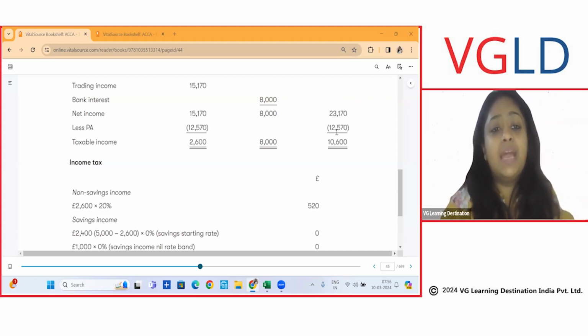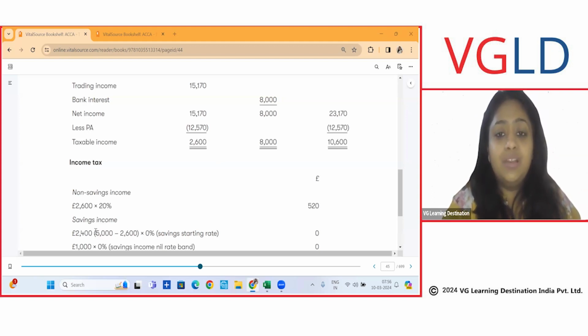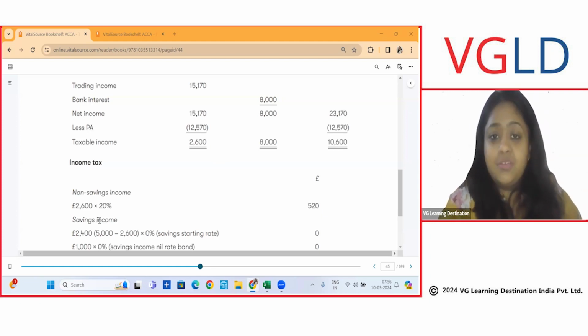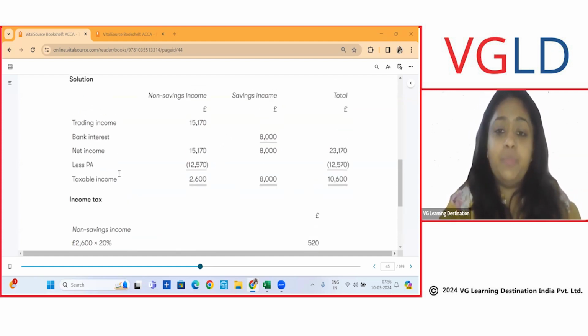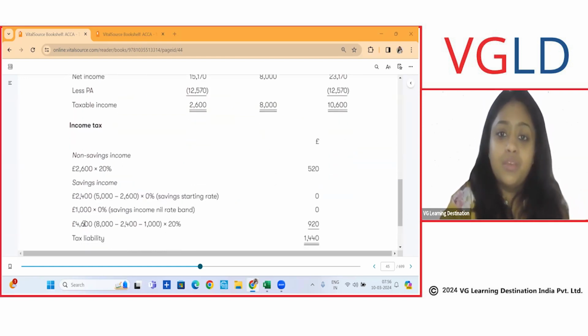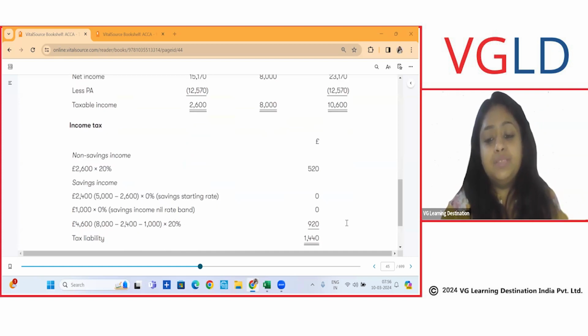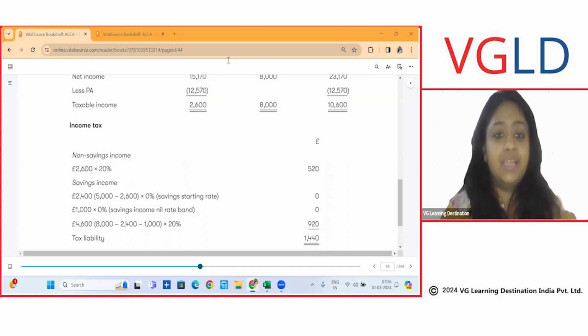Now, since he is a basic rate category taxpayer, and the total taxable income is not beyond 37,700, he will additionally get 1,000 as the savings nil rate band. So he will get 2,400 as the starting nil rate band and 1,000 as the savings nil rate band. Total 3,400 is reduced. Now out of 8,000, when you reduce 3,400, the remaining 4,600 will be covered at 20%. Add both and you get 1,440 as your tax liability.